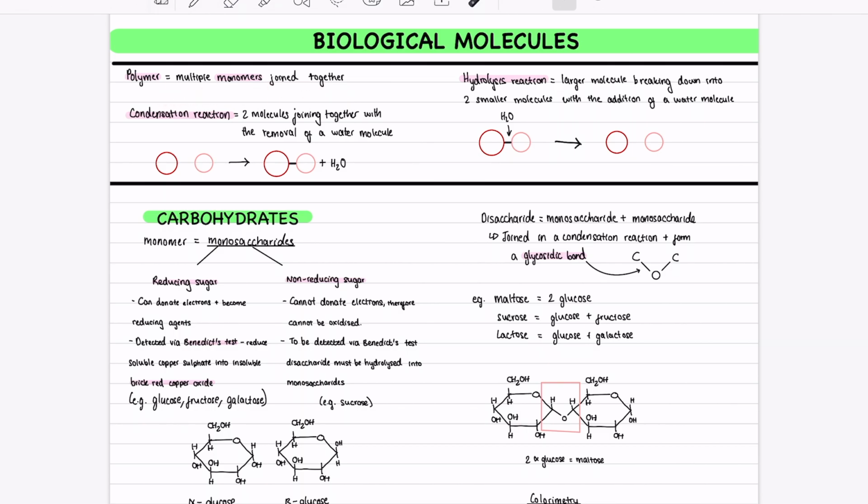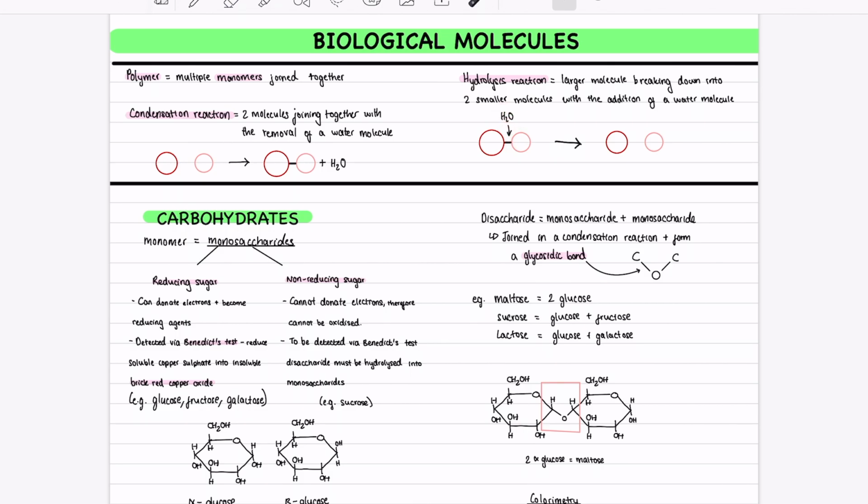They are joined by a condensation reaction where two monomers come together and a water molecule is removed, leaving a covalent bond. If you wanted to reverse this and break the covalent bond, this would be the hydrolysis reaction, where you need to add a water molecule.